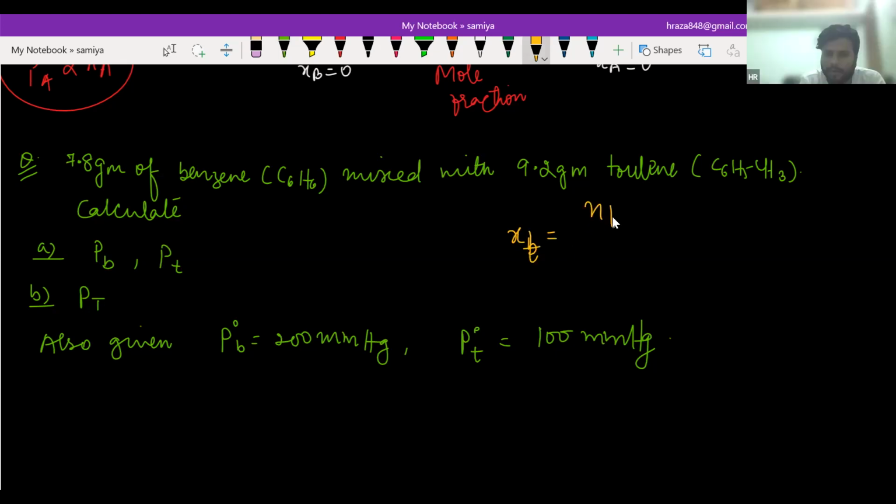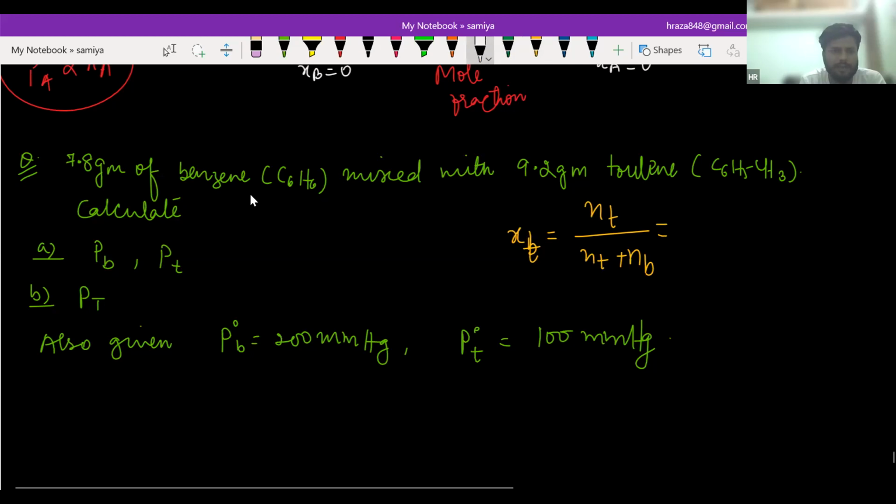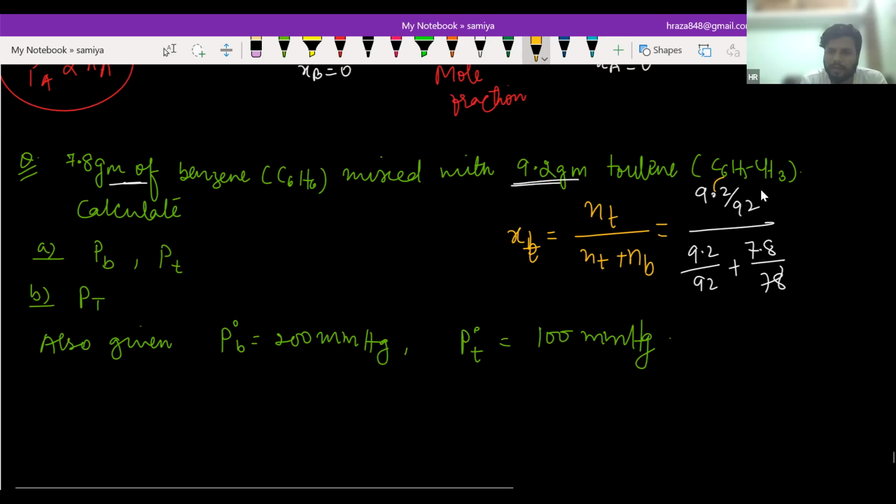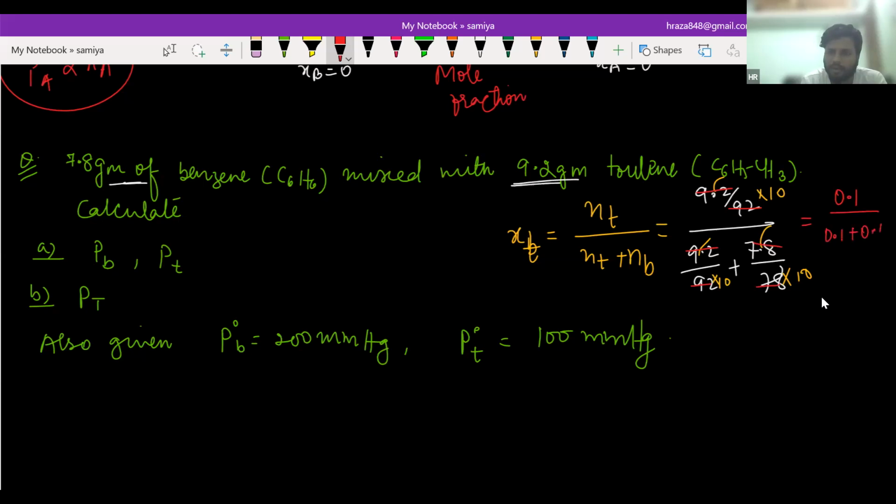Okay, mole fraction of toluene will be number of moles of toluene upon number of moles of toluene plus number of moles of benzene. But moles is not directly given. It is mass that is given. So with the help of mass, we can easily calculate. Given mass upon molar mass: toluene 9.2 upon 92 plus benzene 7.8 upon 78. Now just cancel it. Decimal 10 will be here, and again decimal 10 here, and 92, 92, 78 will be cancelled. This is 1 by 10, that means 0.1. And here 1 by 10, 0.1 plus 0.1. So the mole fraction will be 0.1 upon 0.2, which means 1 by 2. Yes or no? Yes, sir.